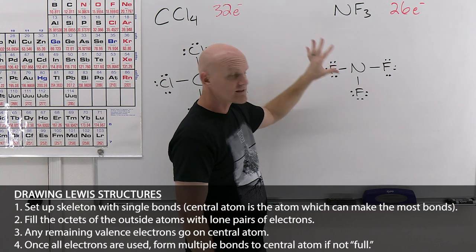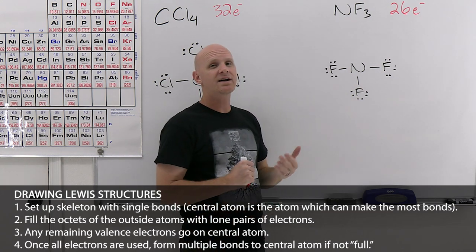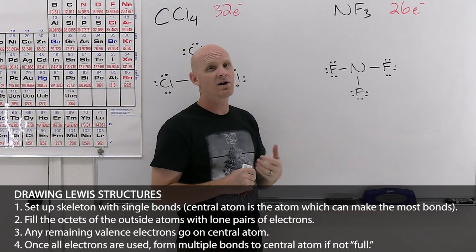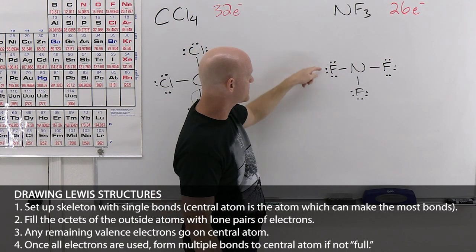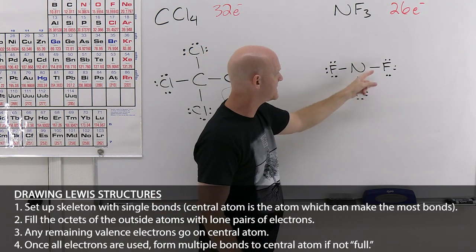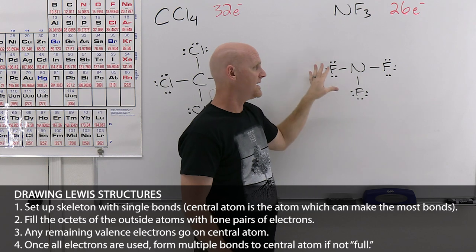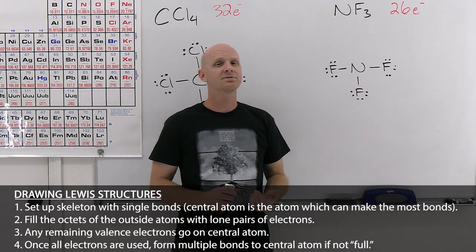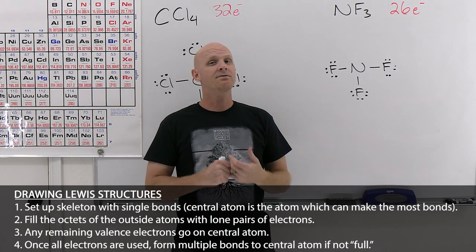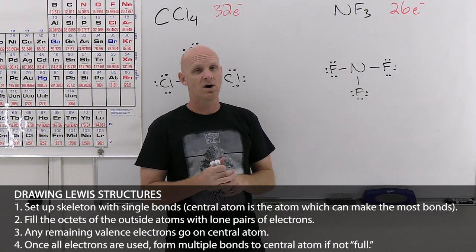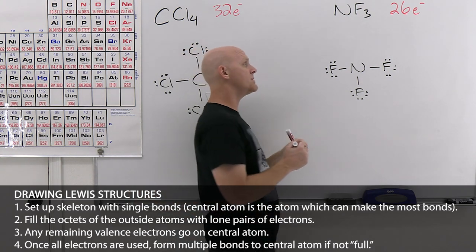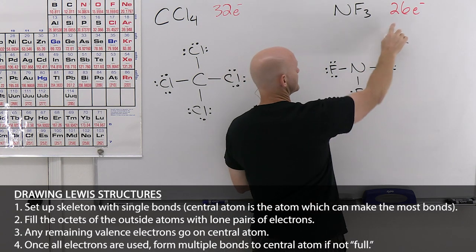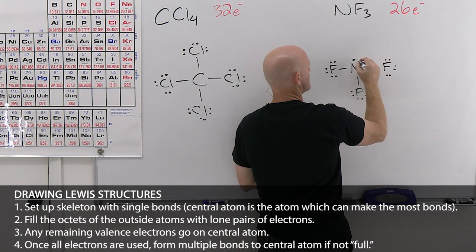All right, so now we've got to take an accounting. We filled up those outside atoms, and the question is, do we have any electrons left? So 2, 4, 6, 8, 2, 4, 6, 8, 2, 4, 6, 8, and 8 times 3 is 24, and we've got electrons left. If you fill up the outside atoms and you ever have any electrons left, they always go on the central atom, and you put them on in pairs. Well, we've got 2 electrons left out of those 26.